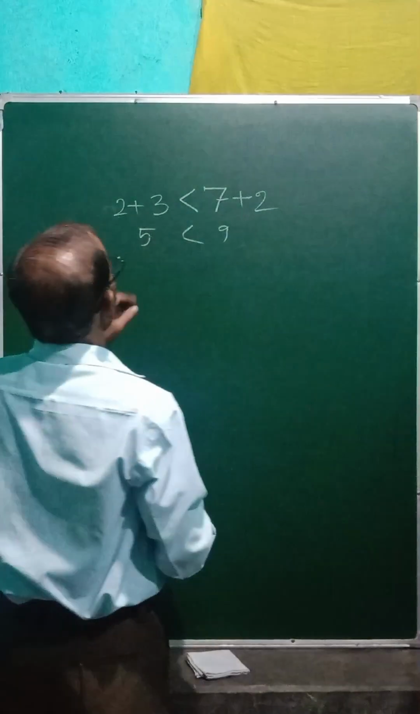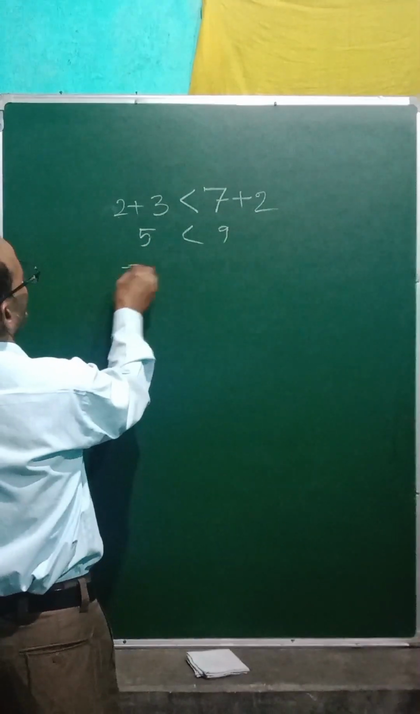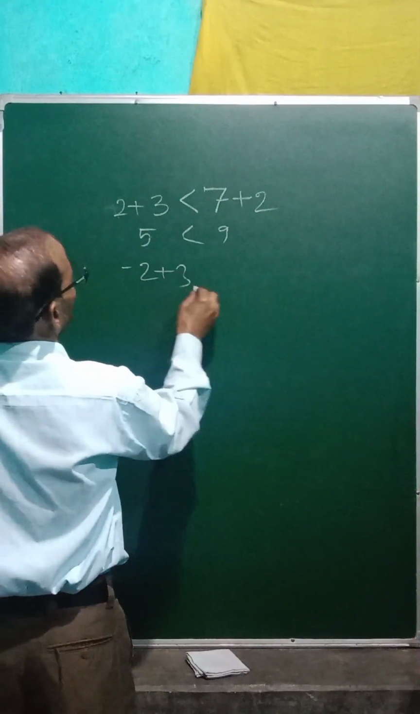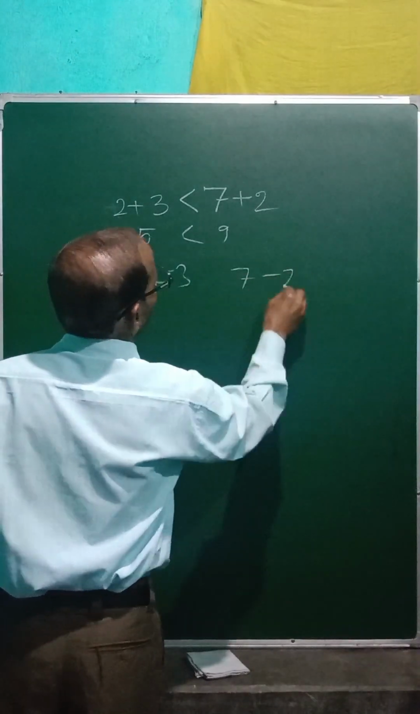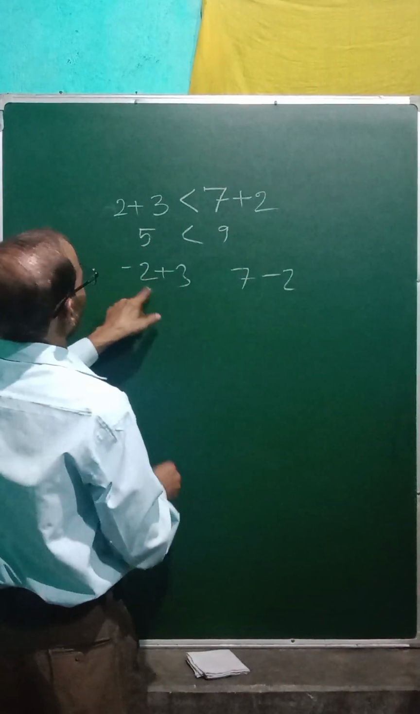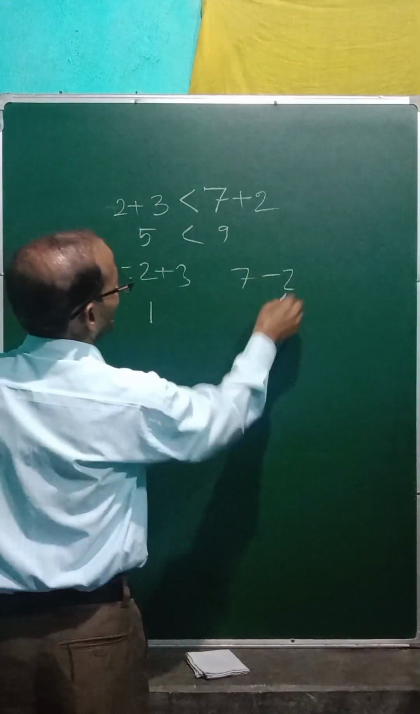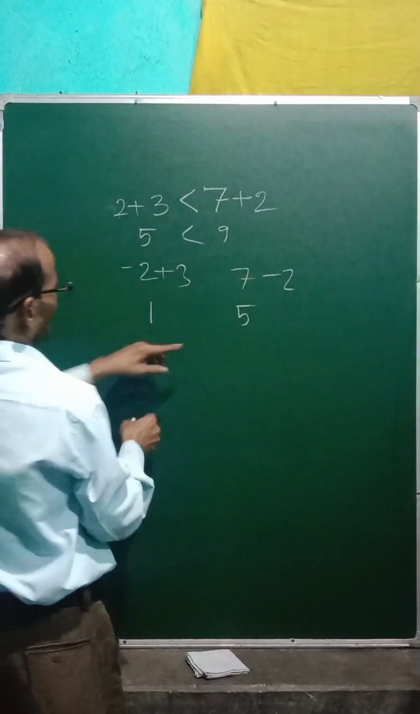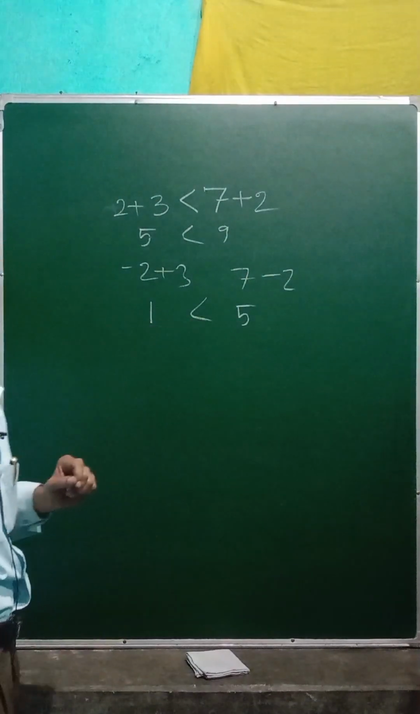Now subtract 2 from 3 and from 7. What happens here? It remains plus 1 and here plus 5. Again 1 is less than 5.